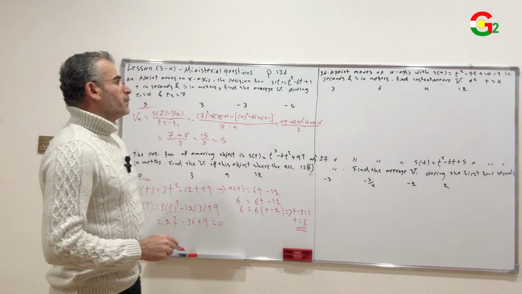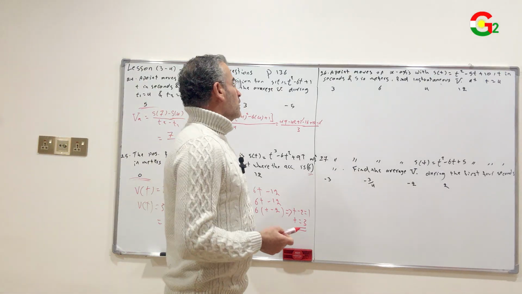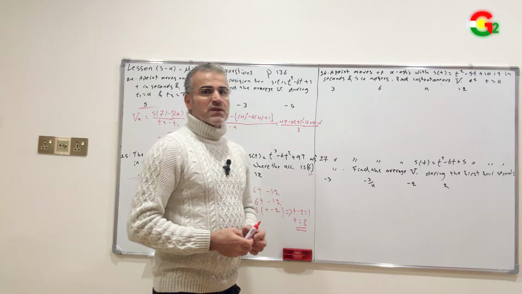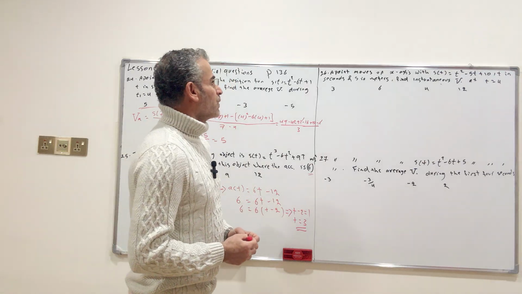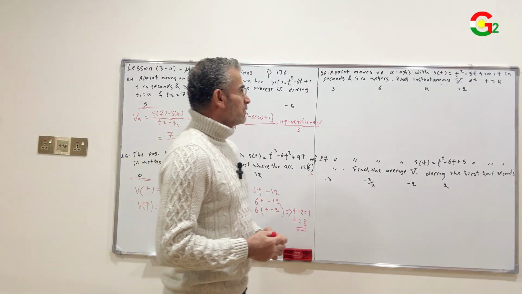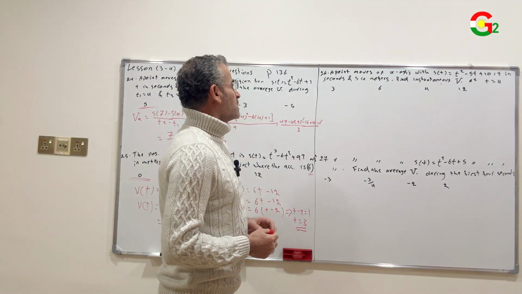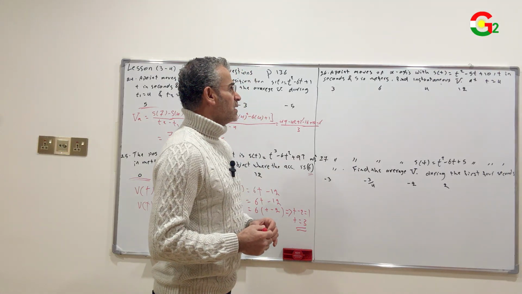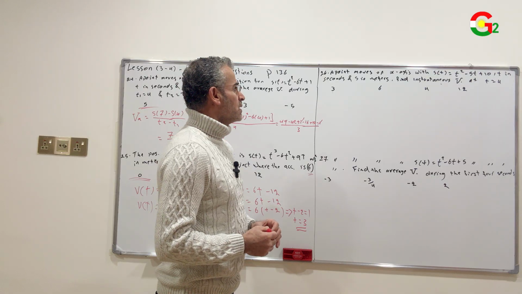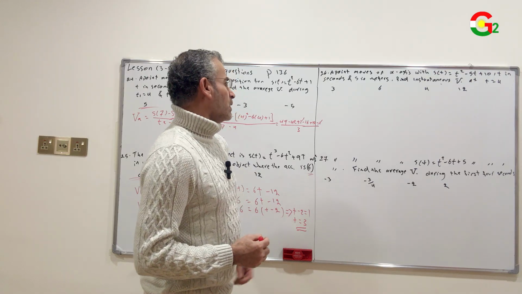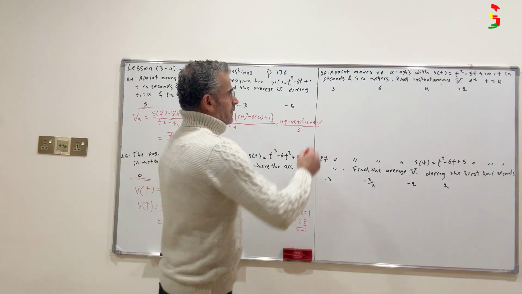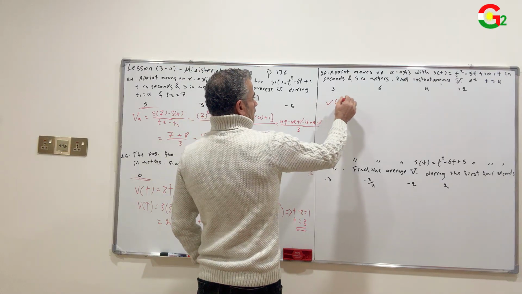Choice A. Question number 26. A point moves on x-axis with a position function s of t equal t squared minus 5t plus 10, t in seconds and s in meters. Find the instantaneous velocity at t equal 4. Find the velocity function first.